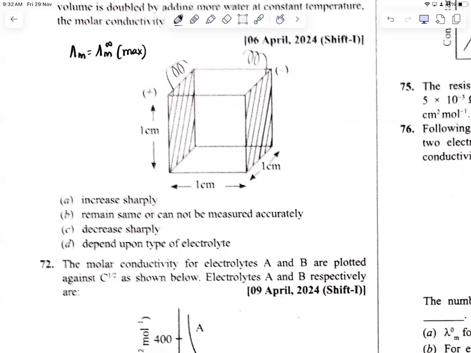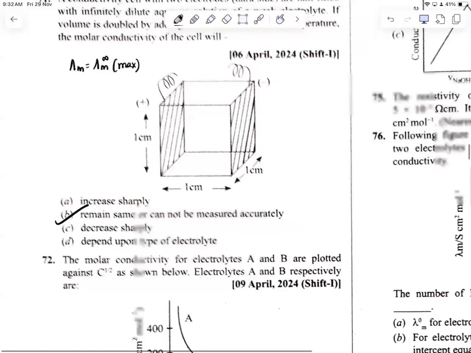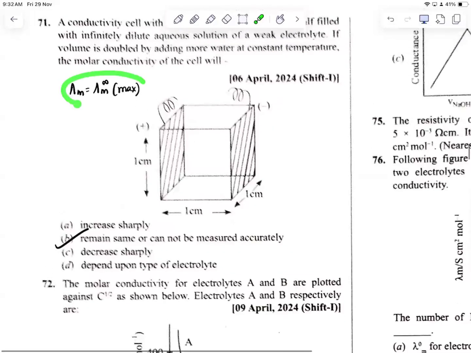Any option here? Yeah. Remains same, or can be measured, or cannot be measured accurately. Correct? Because it is already at a maximum. It is not like this is going to increase or decrease any further. Correct?